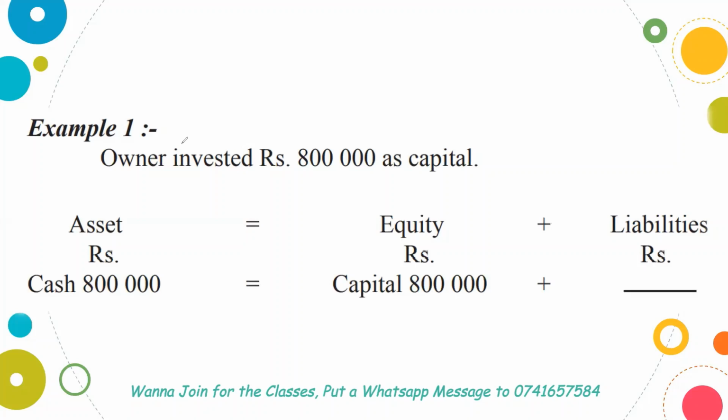Okay? So the owner invested 800,000 as capital. So if 800,000 of capital is given, as in example number 1, we have two impacts. Number 1 is definitely our cash asset will increase, right guys? So the owner has invested. If he invests in the business, definitely our equity will also increase, right? That is how we put it into the accounting equation.